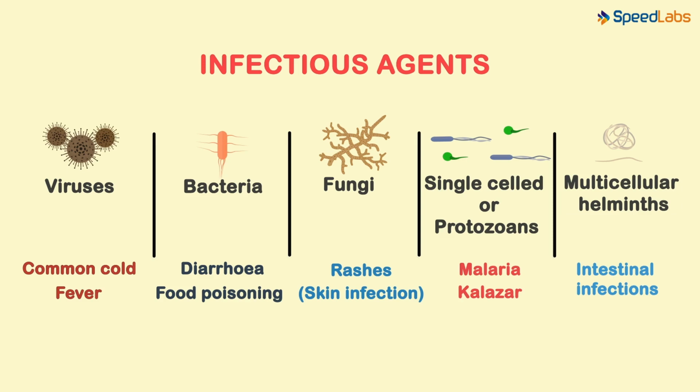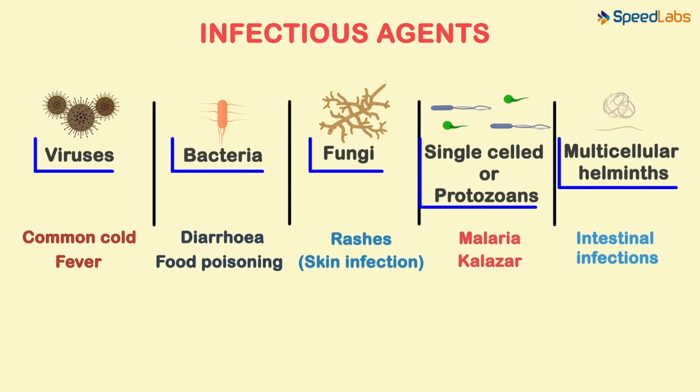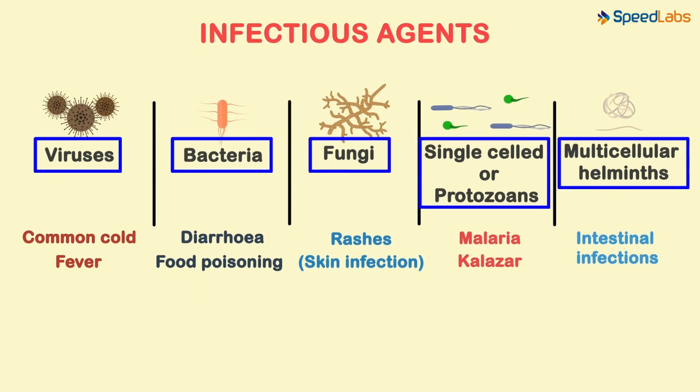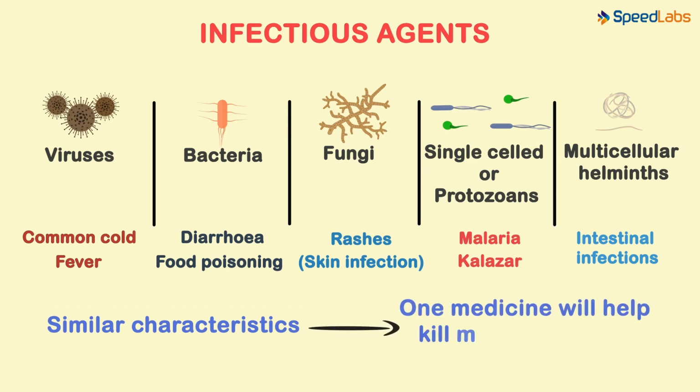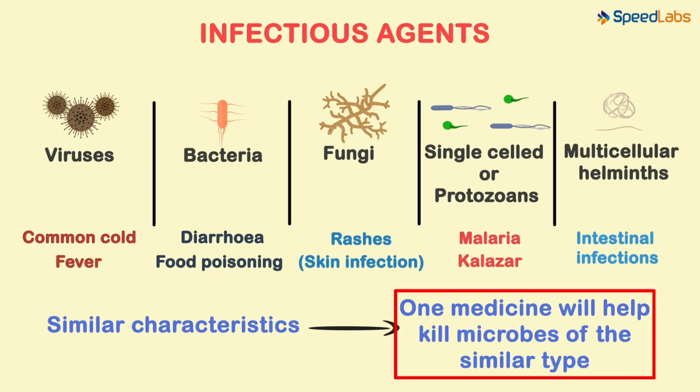How will grouping microbes help us? All the microbes grouped in these categories will have similar characteristics. When we say similar characteristics, it means that one medicine will help kill microbes of the similar type. How is this even possible? Do you want to know more about it?